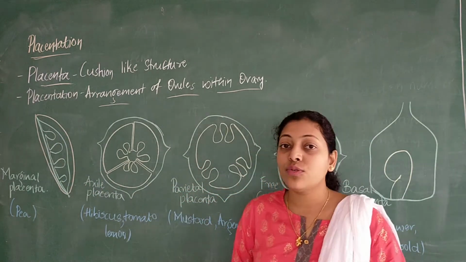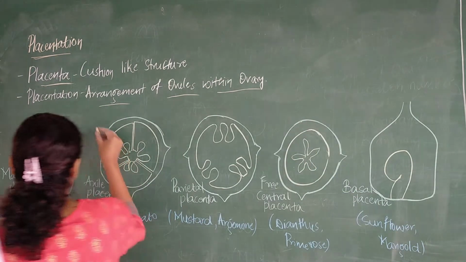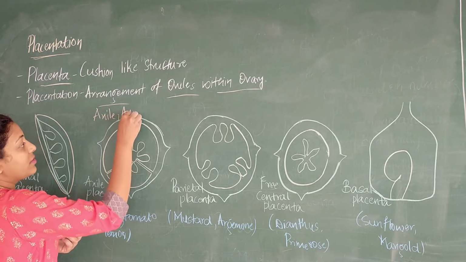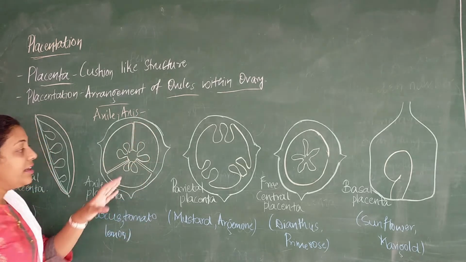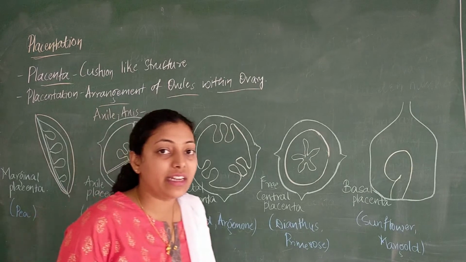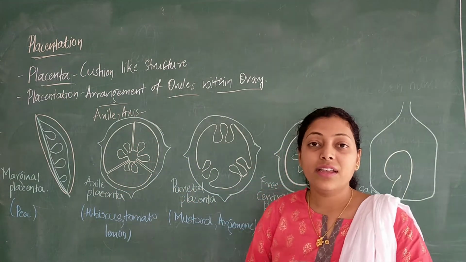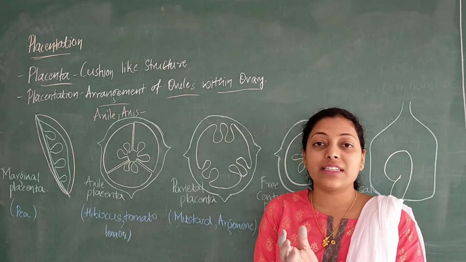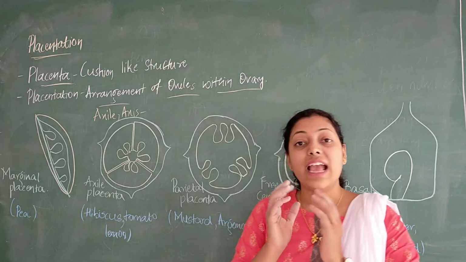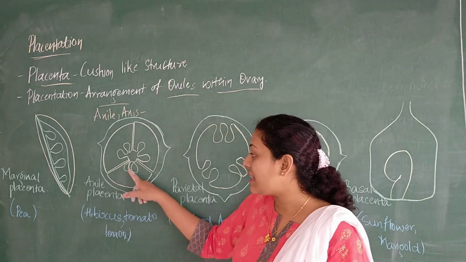Okay, next, coming to axile placenta. The word axile means division along the axis. We say axial division, that is division along a certain axis. So here the placenta itself is divided along a certain axis, and that is called axile placenta. Along that axis of the ovary only, the placenta is developed.